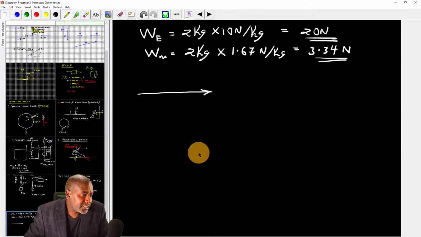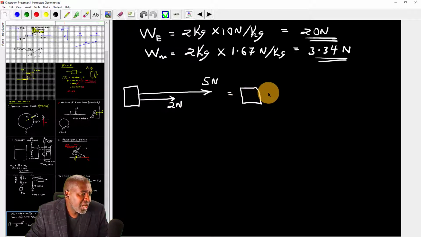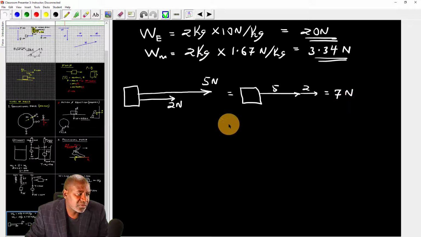So let's see how, when we are given an object, see this object here, it has a force of maybe 5 newtons and another force of 2 newtons applied on it. This is similar to having a force of 5 newtons. This is like 5 centimeters. You add 2 centimeters, you get 7 centimeters. And if you're using 1 centimeter to represent 1 newton, then 7 centimeters is 7 newtons.